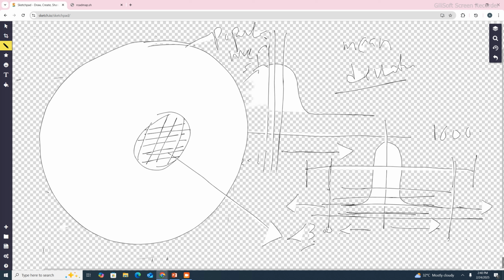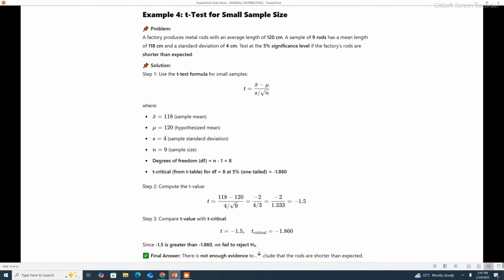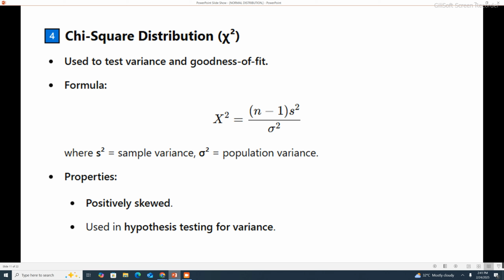So what we saw in our calculation is that when we check our critical value from the table, we have minus 1.860. Now when we calculate, we got minus 1.5. You agree with me that it is within the range. So that means we will not reject the hypothesis. That shows that the mean is still allowable. The mean that we calculated, 118, at 5% significant level is still allowable. So this is what it is all about.